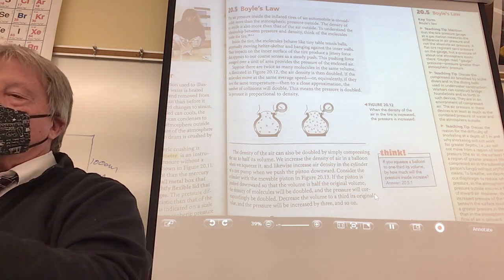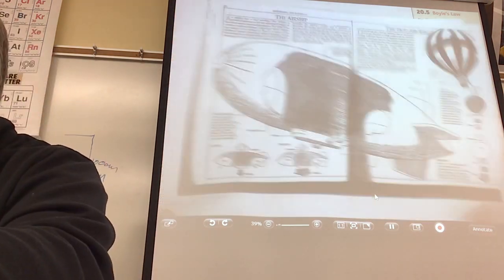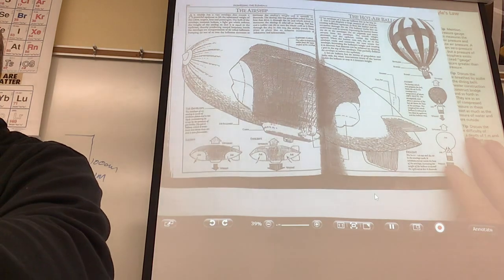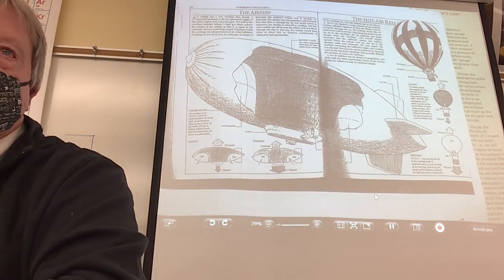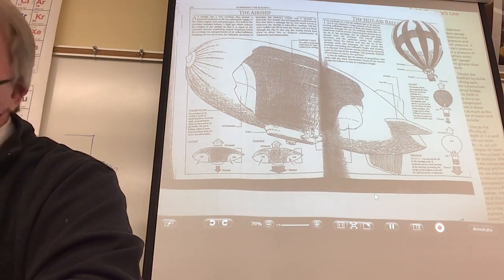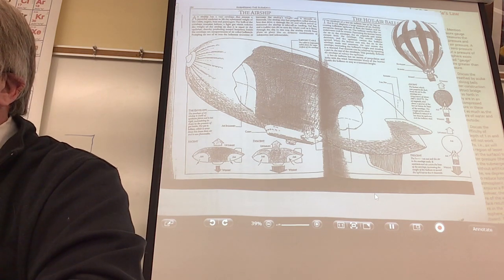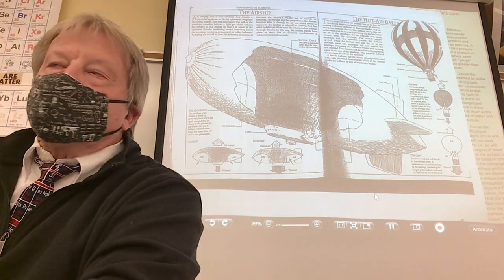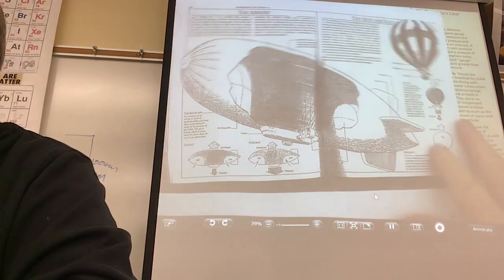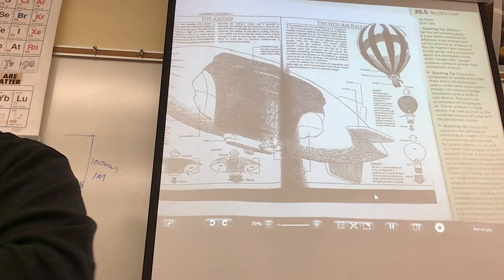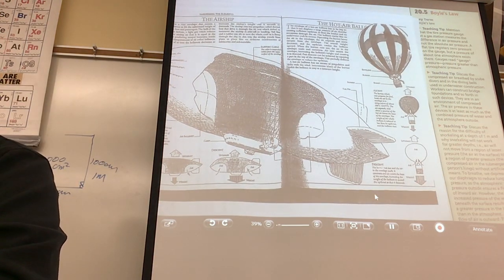Now I want to show you, let's talk about this right here. This is actually a lot about last chapter, so this should make sense to you. How does a hot air balloon work? Let's think about that. Well, first of all, which one is more dense, this kind of air or hot air? Or which one's less dense? Hot air is less dense.